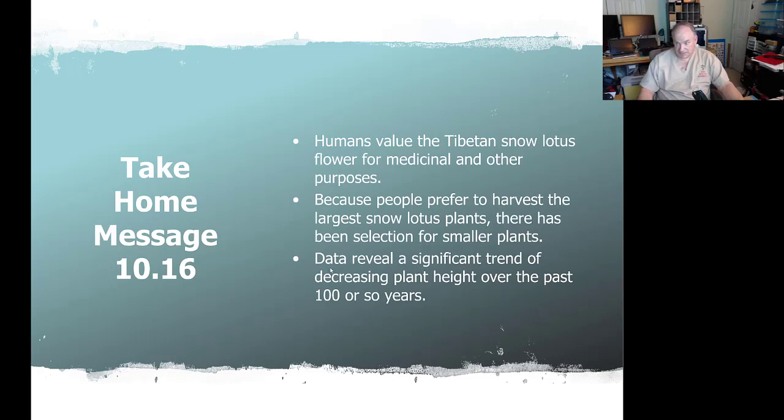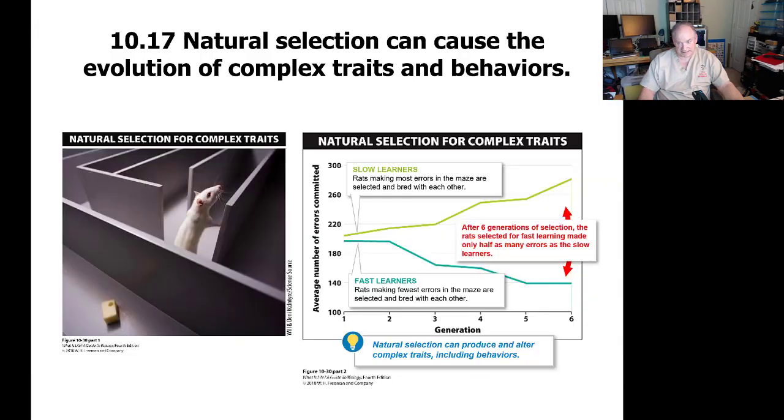And the data reveals a significant trend of decreasing plant height over the past, as artificial selection, because the humans chose that. And there's not any real environmental selection going on. So slow learners, rats making the most errors in the maze, are selected and bred with each other. After 6 generations, the rats selected for fast learning make only half as many errors as the slow.